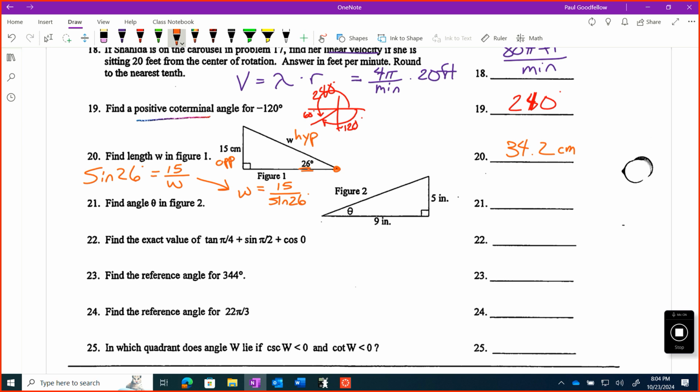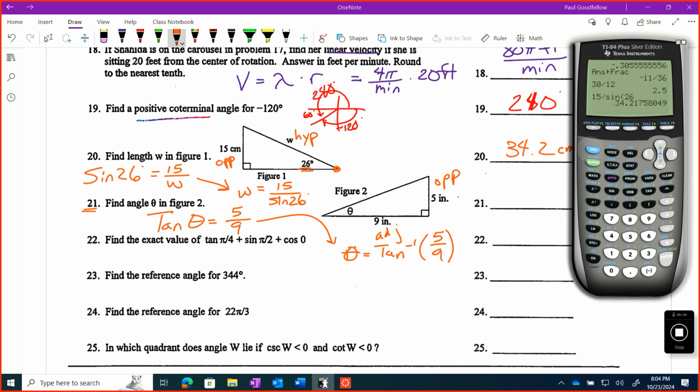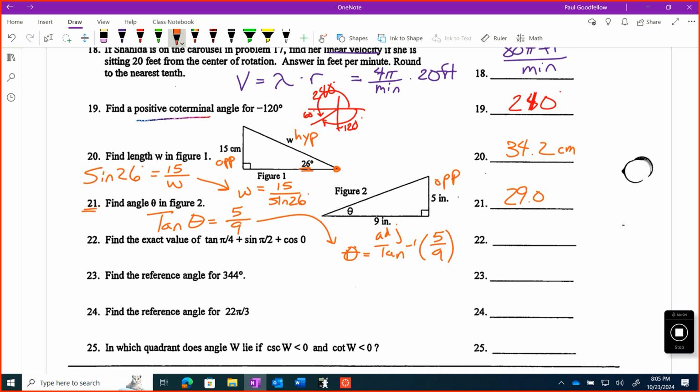Okay, number 21, finding the actual angle. Again, an opposite divided by an adjacent. This is a tangent question, and tangent of theta would be equivalent to 5 divided by 9. This one's going to be solved using the inverse. Theta is going to equal the tan inverse of 5/9. Again, making sure your calculator is in degrees. Inverse tangent of 5 divided by 9, answer 29.05 degrees. Done.